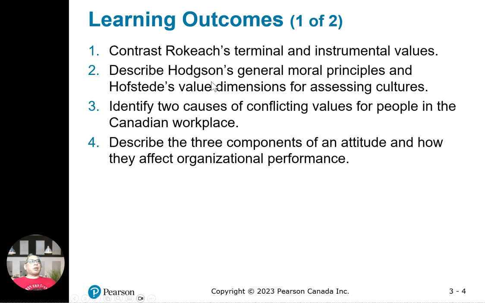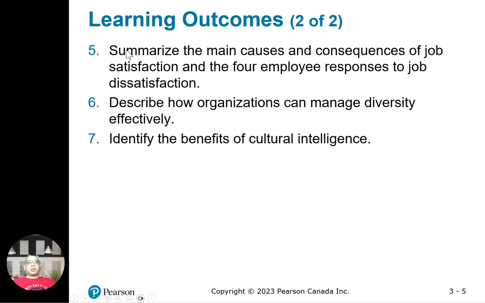There are about 7 of them, okay? Number 1, contrast Rokeach's terminal and instrumental values, describe Hodgson's general moral principle, and Hofstede's value dimensions. Number 3, identify 2 causes of conflicting values for people in the Canadian workplace. Number 4, describe the 3 components of an attitude and how they affect organizational performance, okay? Number 5, summarize the main causes and consequences of job satisfaction and the 4 employee responses to job dissatisfaction. Number 6, describe how the organization can manage diversity effectively. Number 7, identify the benefits of cultural differences.